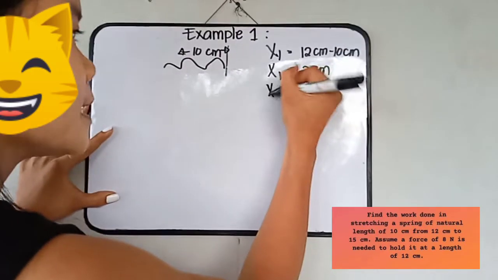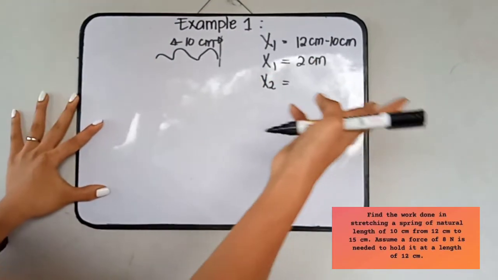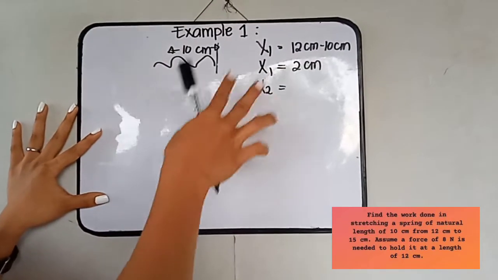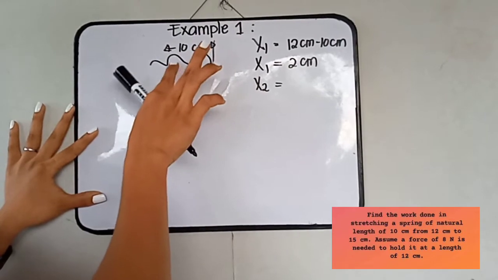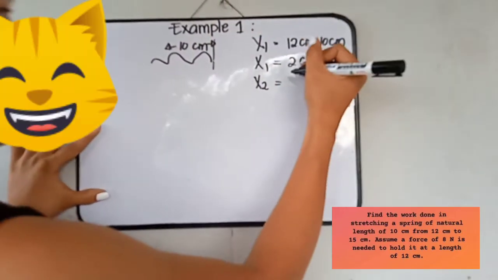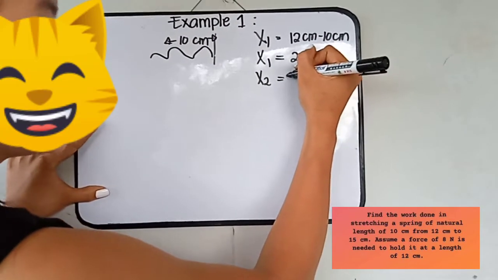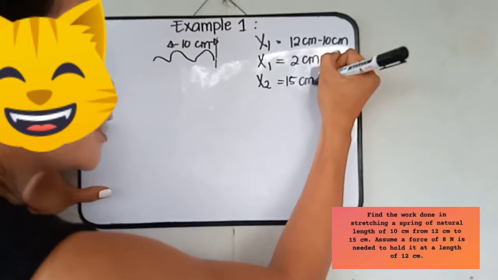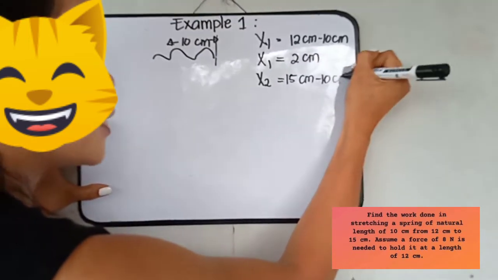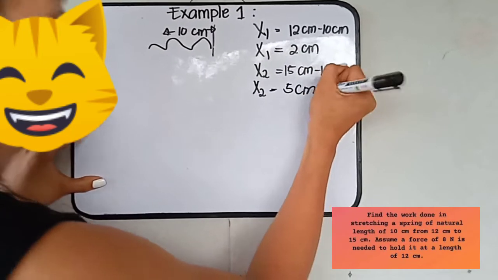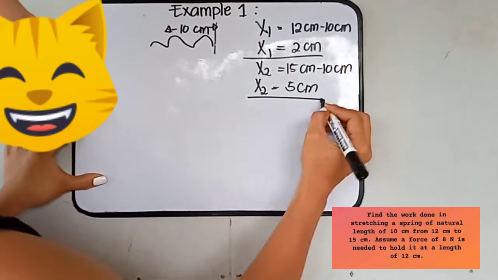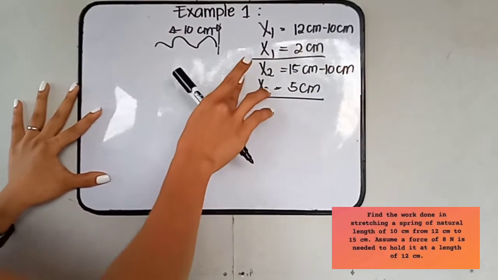Next, our x sub 2, which is the final elongation, comes from the total of 15 cm. Since our reference point, the original length, is 10 cm, x sub 2 is equal to 15 cm minus 10 cm, which is 5 cm. So x sub 1 and x sub 2 are our limits.